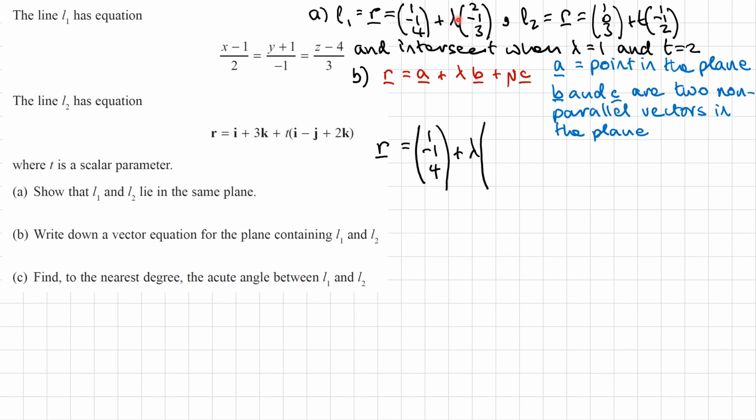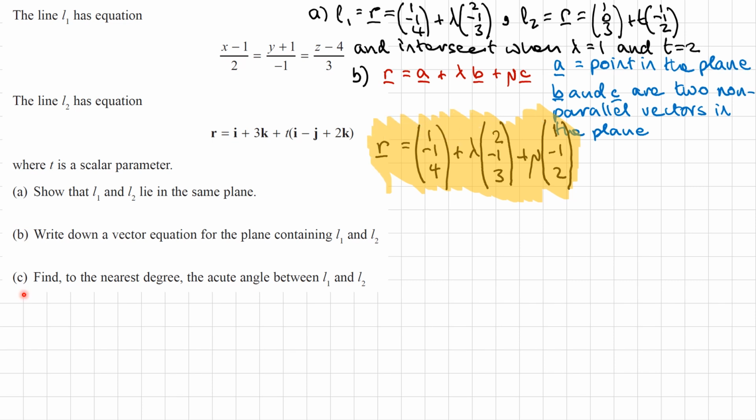Are they non-parallel? Yes, because their direction vectors are not multiples of each other, so these are different directions, so they're definitely non-parallel. So I can use the direction of each of these lines as the non-parallel vectors that are in the plane. So I'm going to pick for my first one the direction of L1, which is 2, negative 1, 3, and then for my second direction vector, I'm going to use the direction of the line L2, which is going to be that 1, negative 1, 2. So there we go. This is one form, and there are many forms of the vector equation for the plane.